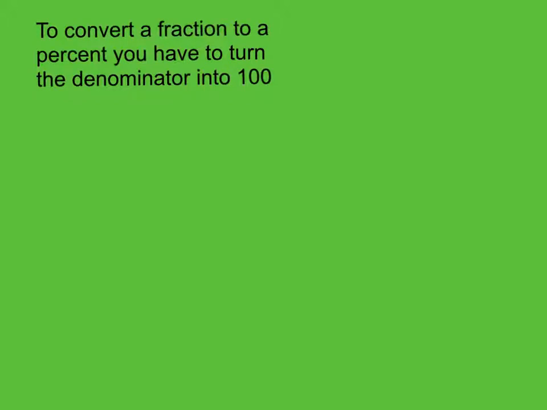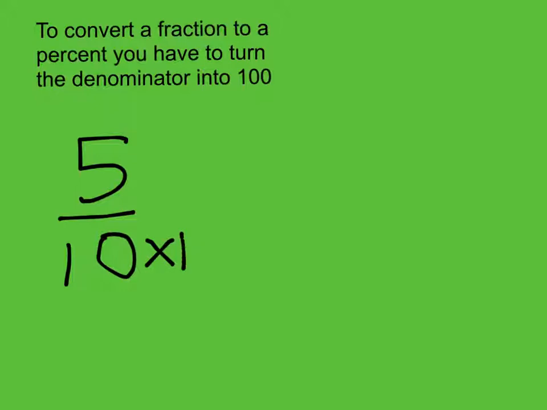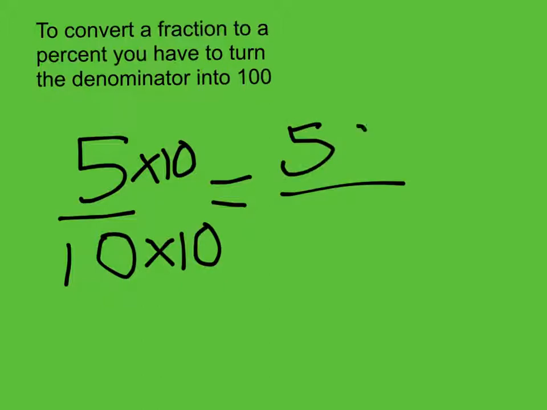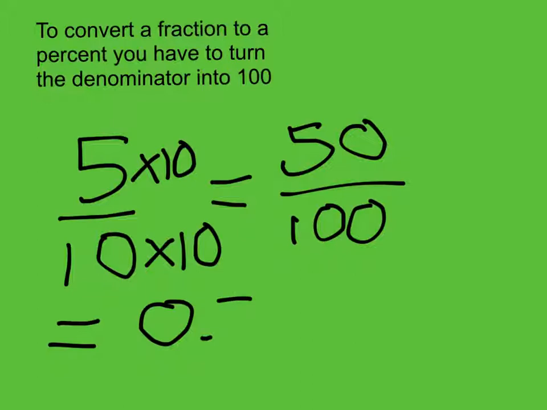To convert a fraction to a percent, you have to turn the denominator into 100 if you don't want to do the decimal way first, then to a percent. So using our example, it was 5 over 10. To convert that, we can go 10 times 10 and then 5 times 10, because whatever you do to the denominator, you have to do to the numerator. So that's going to equal 50 over 100, which is then equal to 50%.